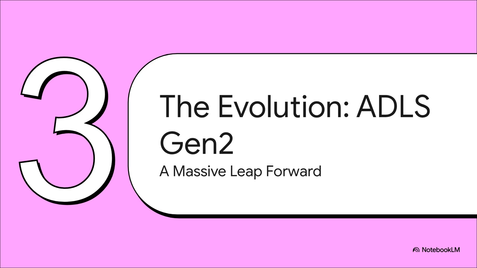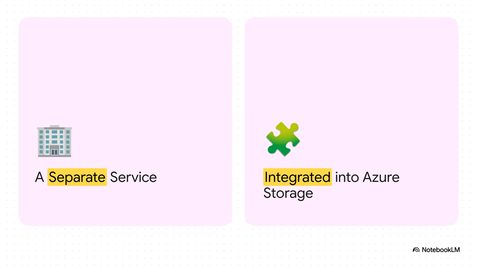But you know how it is, technology never stands still. And this is where the story gets really good. The next generation, Azure Data Lake Storage Gen 2, or ADLS Gen 2, was a huge leap forward because it fundamentally changed that architecture. And this right here, this is the single most important change. Gen 1 was a separate service. Gen 2 is integrated directly into Azure Storage. Think about that. It's not some brand new product from scratch. It's a powerhouse feature built right on top of a platform they'd already perfected. That one move unlocked everything else.